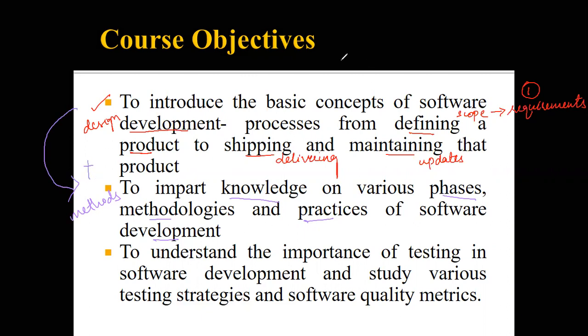Then the third objective is to understand the importance of testing in software development and study various testing strategies. We very well know that for designing a particular software, you need to first gather the requirements, make a plan, then make a model, and design it. Then at the end, you also need to do the testing part. We're going to learn why testing is important and what the different testing strategies or testing techniques are that you're going to study. That is going to be there within the syllabus.